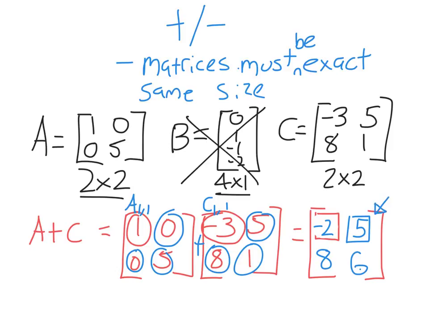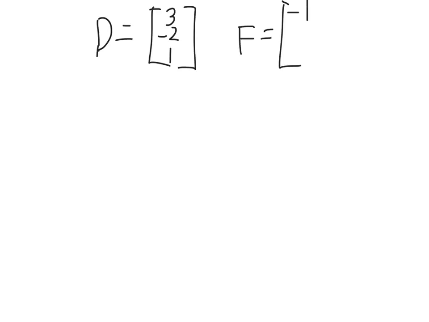So the resulting matrix, when you add them together, is always the exact same size. So we can't add two matrices together unless they're the same size, and when we do add them together, the resulting matrix is the same size. So let's just look at a subtraction. So let's define, say, a matrix D, and I'll just make it a column matrix, so 3, minus 2, 1, and I'll define matrix F as minus 1, 1, 3. For example. So both of these matrices are the same size. They have 3 rows and 1 column, so I can add or subtract them.